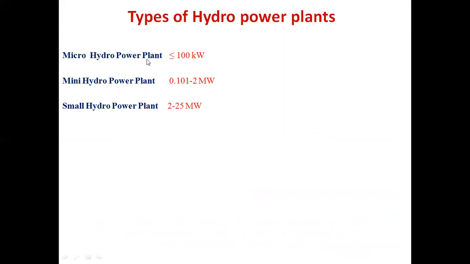So you can see a micro hydropower plant is one in which the power output is up to 100 kilowatt. That kind of hydropower plant is known as micro hydropower plant. On the other hand, if power generated by a hydropower plant is between 0.1 megawatt or 100 kilowatt to 2 megawatt, then it is known as mini hydropower plant. Similarly, if the power generated by a hydropower plant is more than 2 megawatt and lies between 2 to 25 megawatt, then it is known as small hydropower plant.